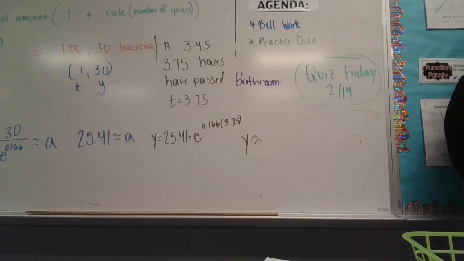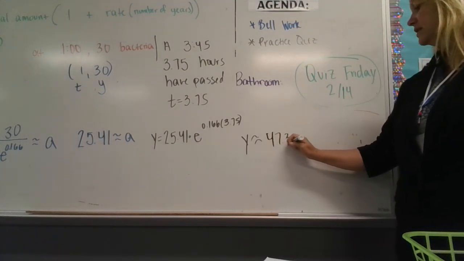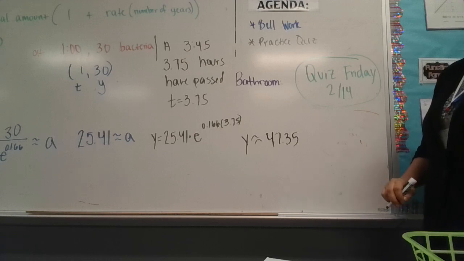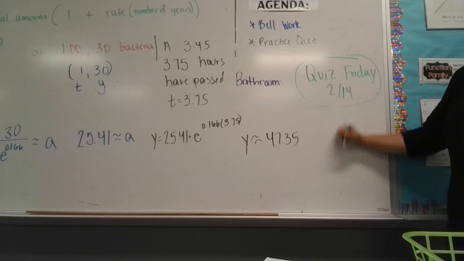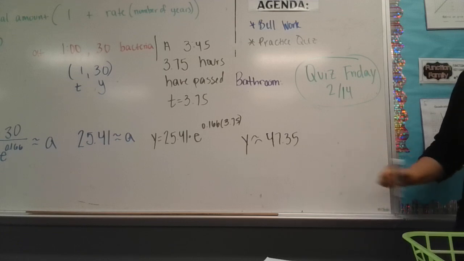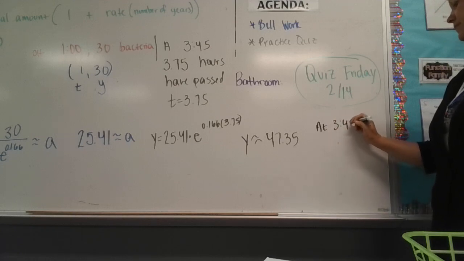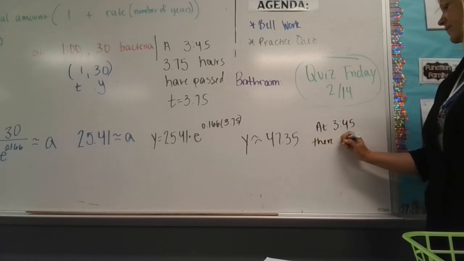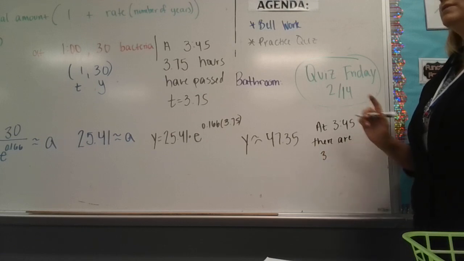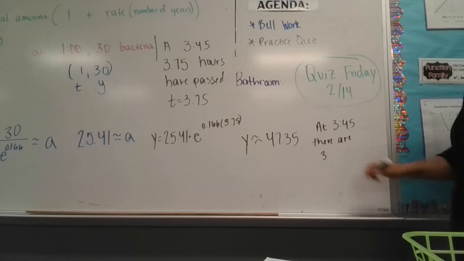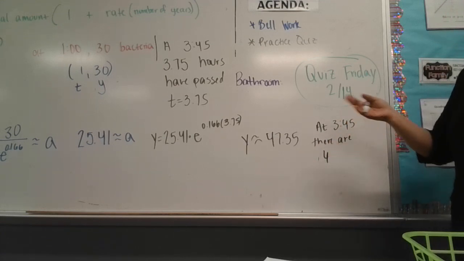Yes? 47.35. Good job. So within 3 hours and 45 minutes, there are 47 bacteria in the sample. Brief, but if you were asked to find A, and a lot of times you would be, that's the skill of finding A, and it's valid.